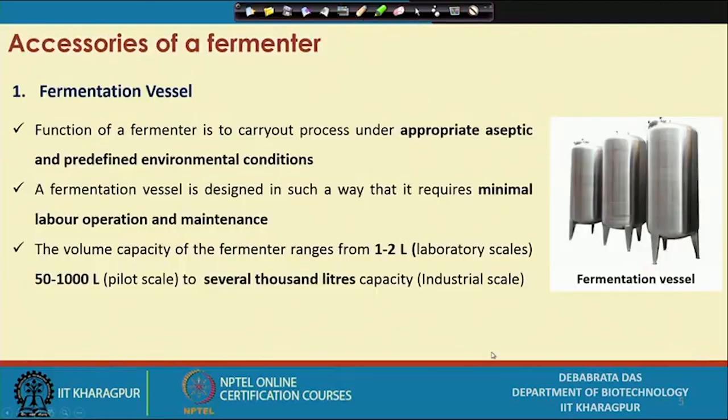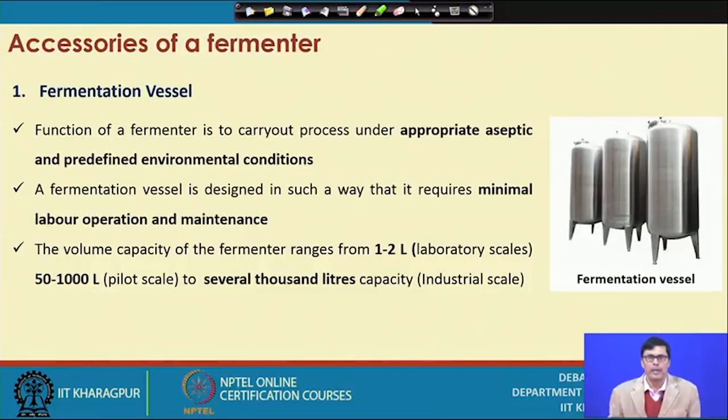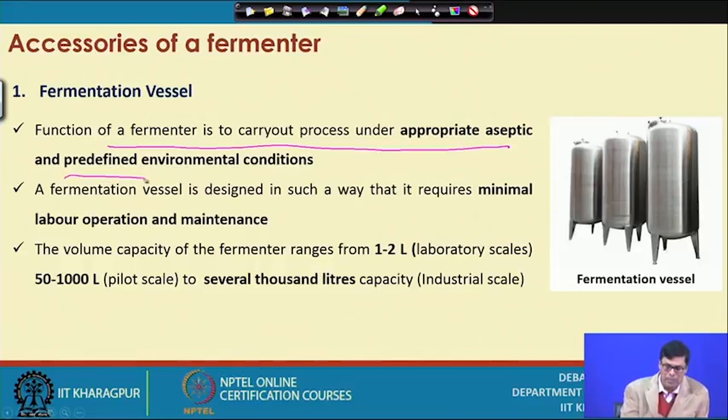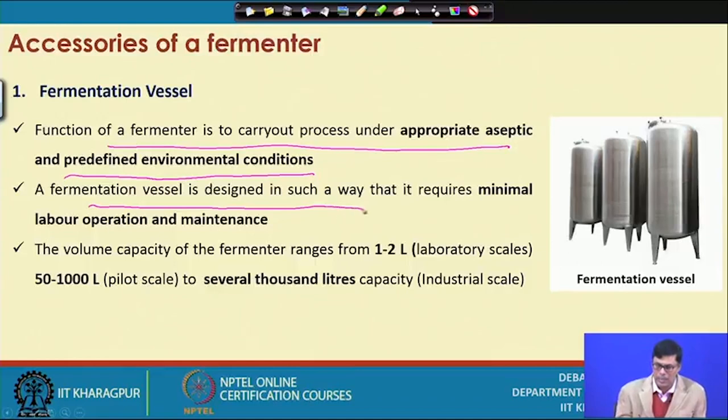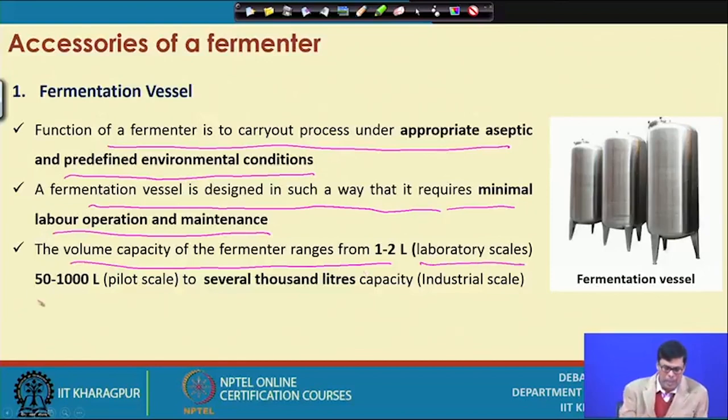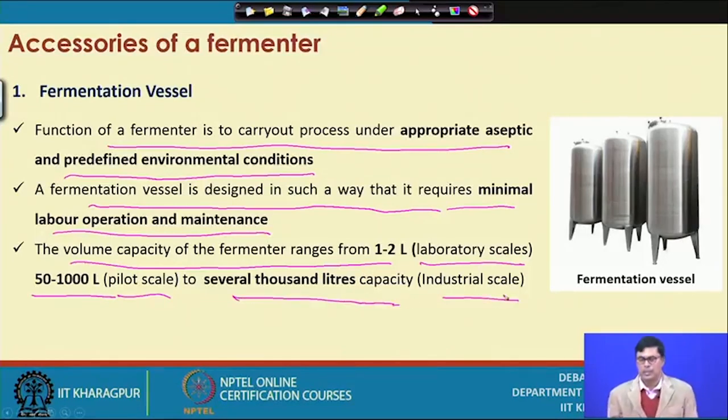Now, let us give you some information about the different accessories that we have in the fermenters. First is the fermentation vessel. The function of the fermentation vessel is to carry out the appropriate aseptic and predefined environmental conditions. A fermentation vessel is designed in such a way that it requires minimum labor of operation and maintenance. The volume capacity ranges from 1 to 2 liters in the lab scale, 50 to 1000 liters in pilot scale, and several thousand liters capacity in the industrial scale.